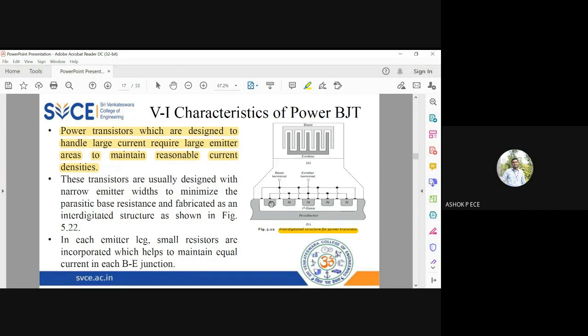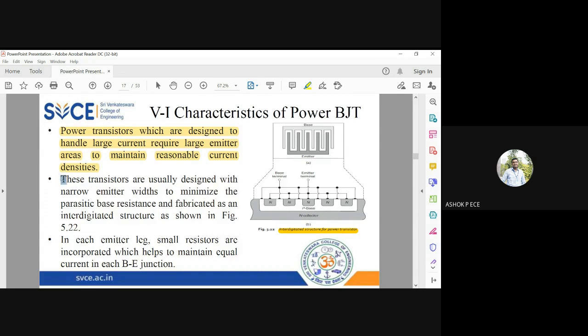So you can see that the emitter current will be 5 times higher than the usual emitter current. So if the emitter current is larger, the collector current will be larger. If the collector current is larger, then the power output is going to be larger. Okay, so one way of increasing the output current in a power BJT is to increase the emitter current. How to increase the emitter current? Use as many terminals of emitter as possible, so that you can increase the emitter current.